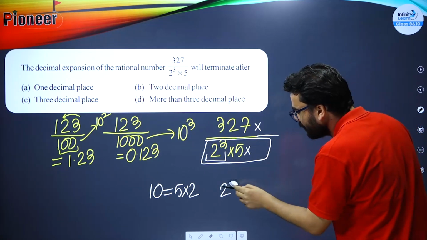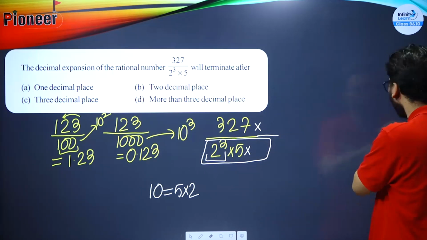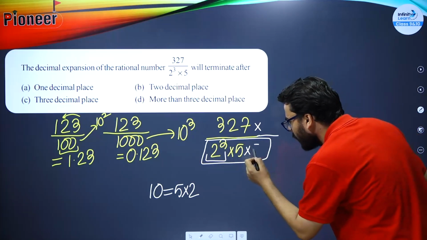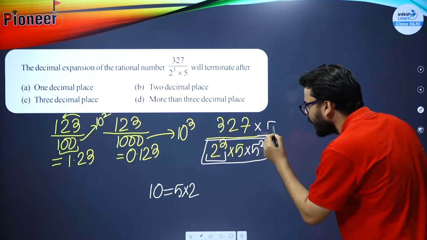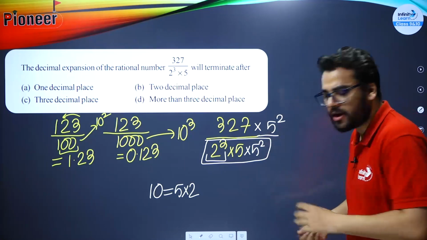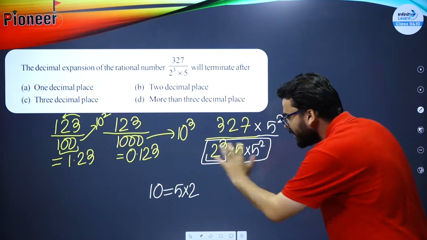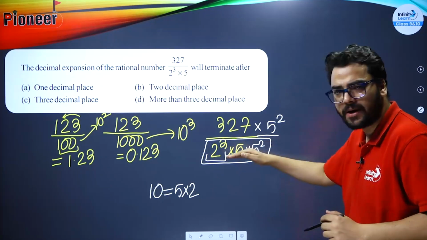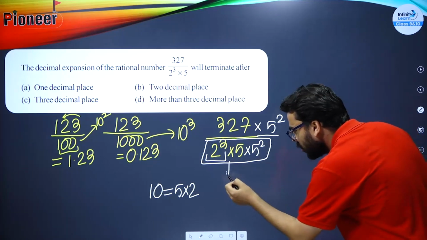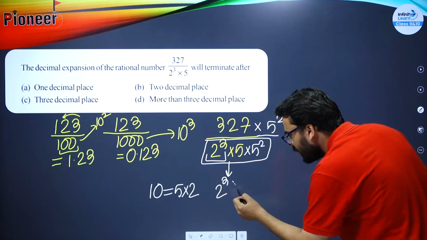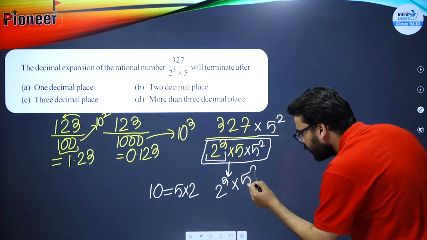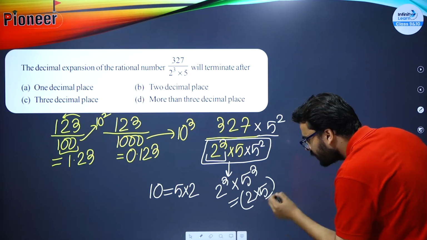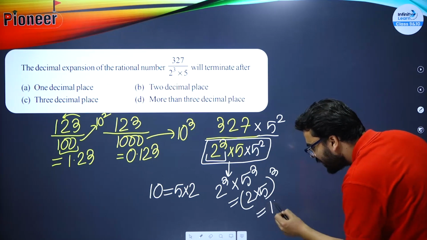So I want to make power of 10 over here, right? So 2 cube is there, 5 is there. So I want to multiply and divide by 5 square over here, right? Then only the denominator will be completely exhausted. I hope you understand that. Because the denominator will become 2 cube into 5 cube over here, right? So this can be written as 2 into 5 raised to the power 3 only. So this is nothing but 10 cube.